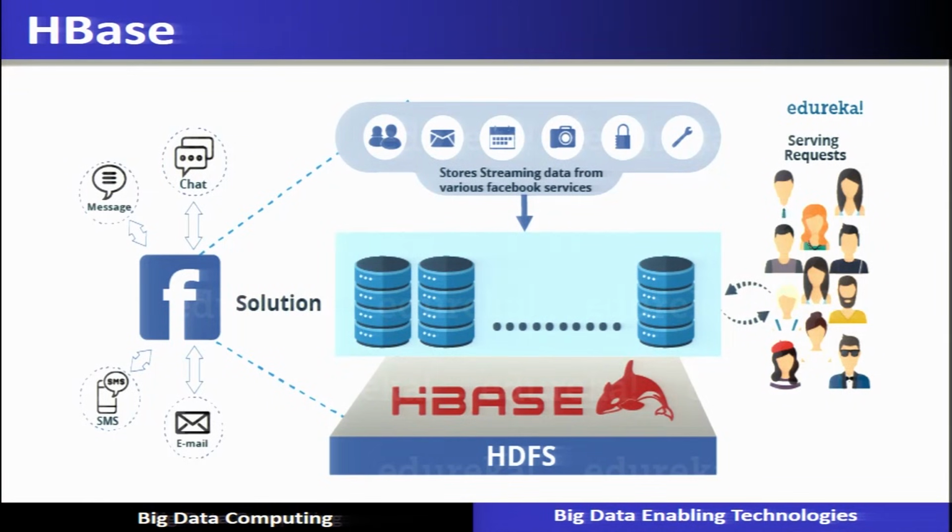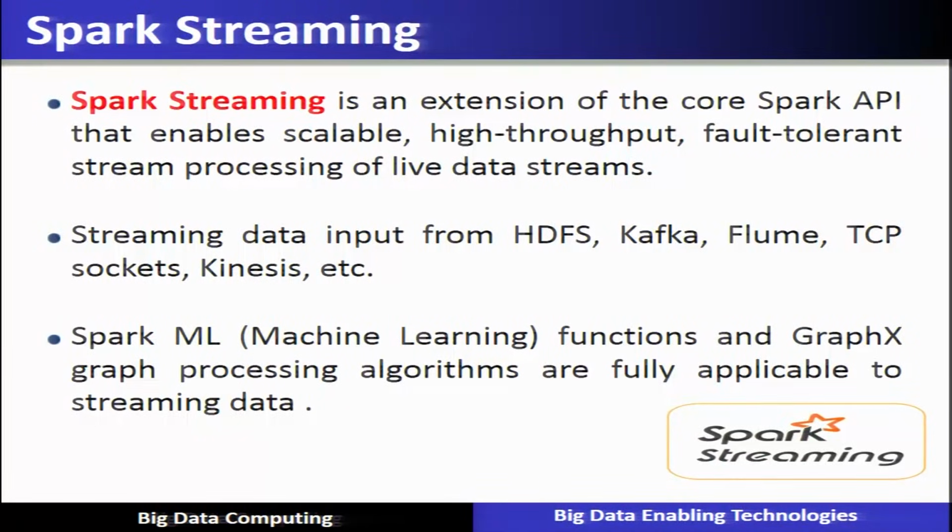So, this is HBase, which runs over HDFS, and now another project is called Spark Streaming. Spark Streaming is used for real-time stream processing applications, and this is also called fast data computation. Spark Streaming is an extension of Spark Core that enables scalable, high-throughput, fault-tolerant stream processing of live data streams. Streaming data input comes from HDFS, Kafka, Flume, TCP, etc.